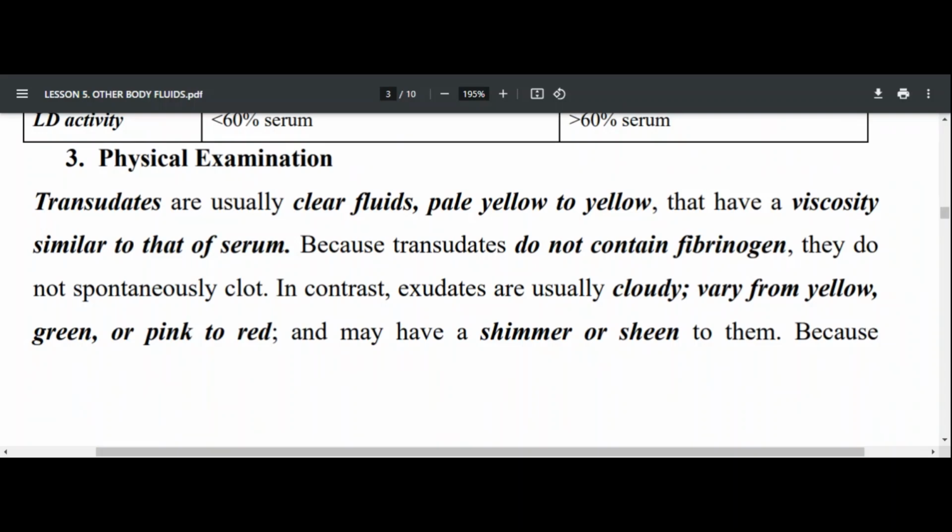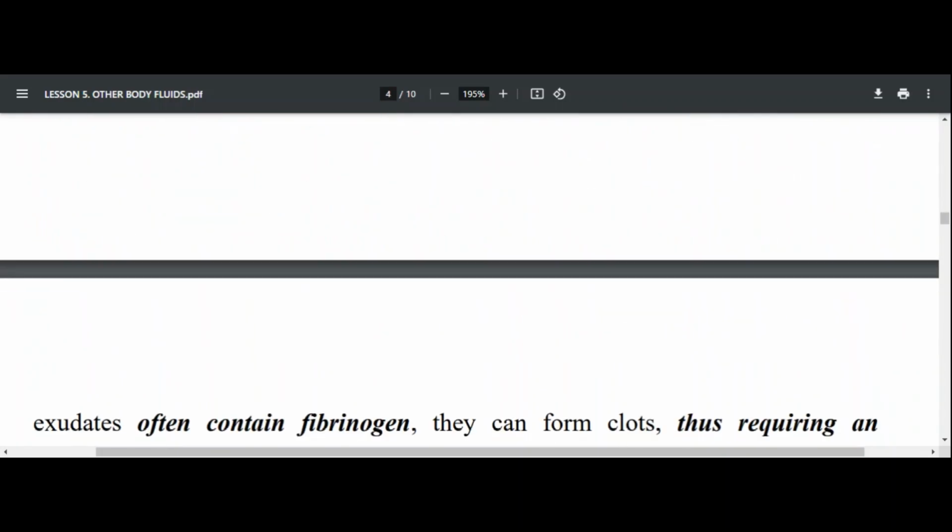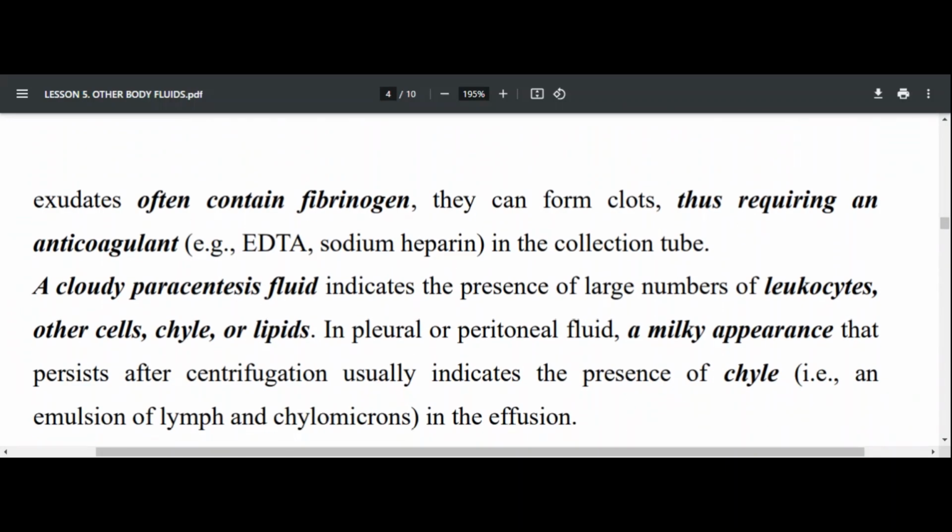You know sheen, how it looks like? It's like a creamy layer of a color. So for example, green sheen or yellow sheen, depending on the color of that shimmer. Because exudates contain fibrinogen, they can form clots. So they require anticoagulants in order to avoid clotting, in case we want to identify cells in the exudates.